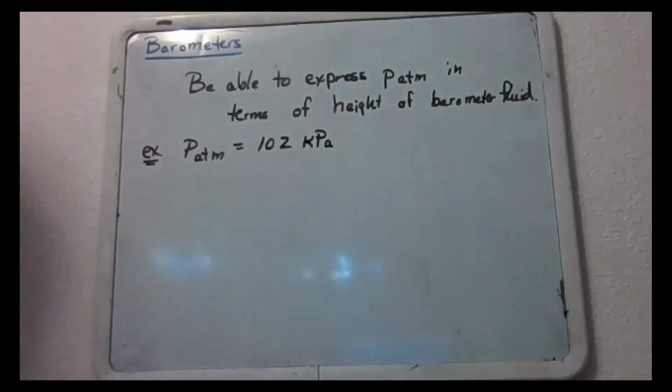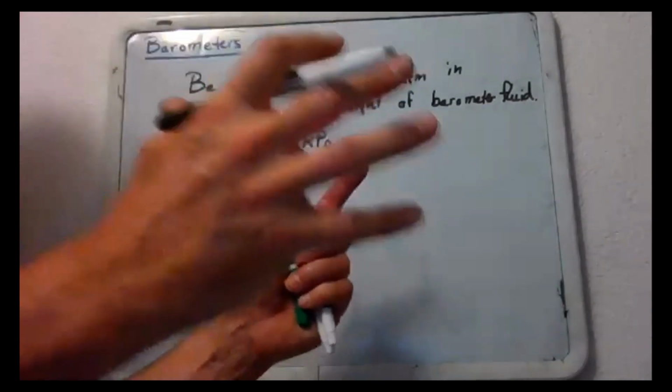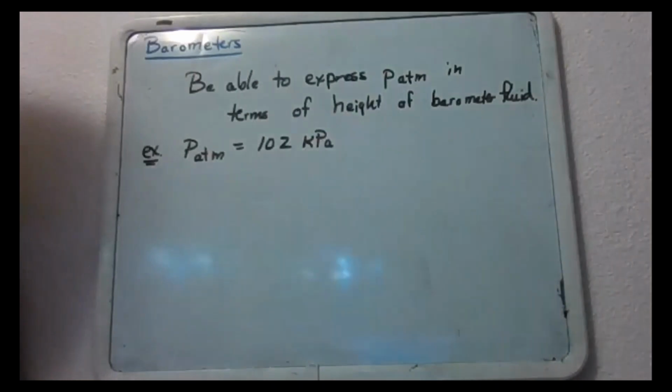Okay, so there's our situation. High pressure day, low pressure day. That is a really high pressure day. Usually the atmosphere is 101.3 kPa. For some reason, the air pressure out there is unusually high.